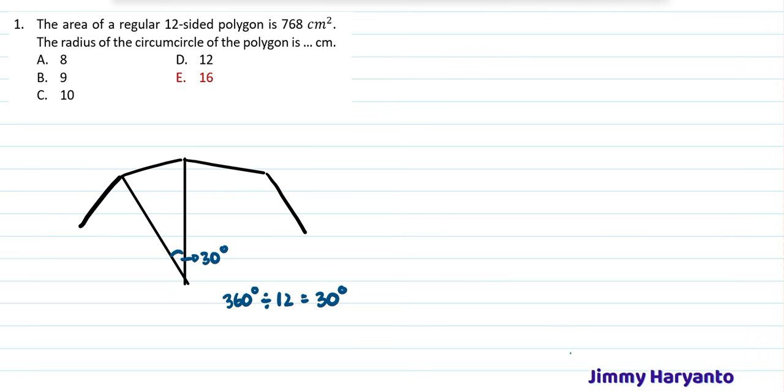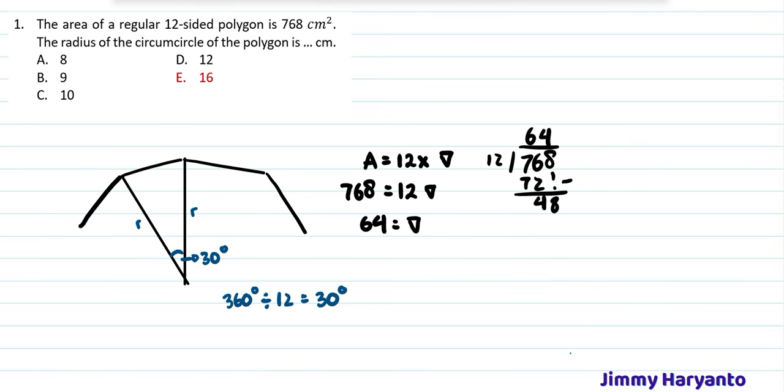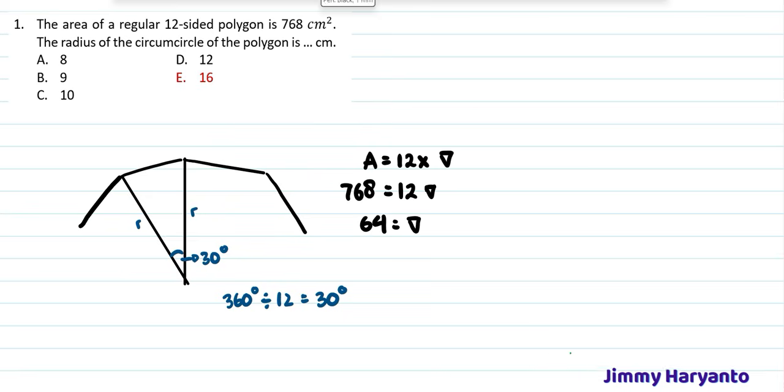Okay, and then the question wants you to find the radius of the circumference of the polygon. The radius will be this one, and the question also gives you the area of the polygon. The area of the polygon is 12 times the area of one triangle. So 768 equals 12 times the area of one triangle. The area of the triangle equals 768 divided by 12. We'll have 64 for the area of one triangle.